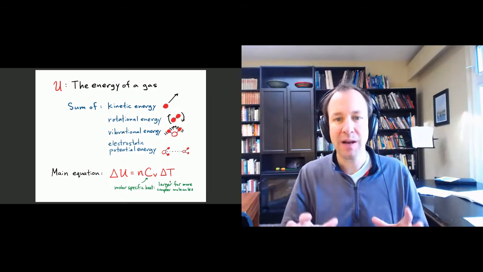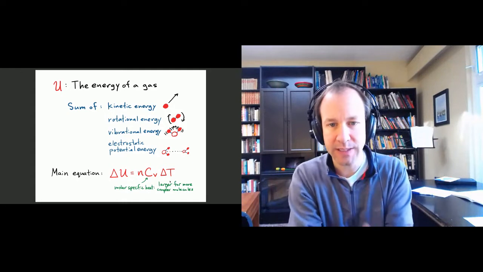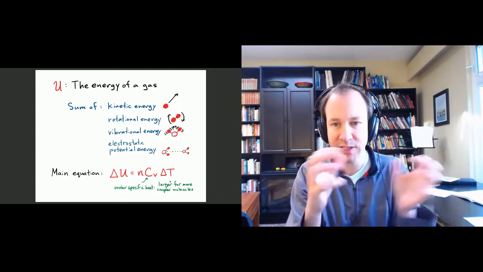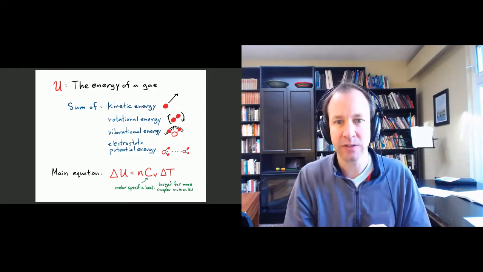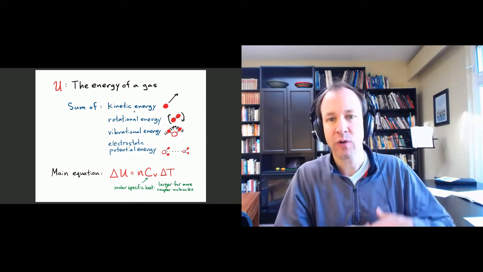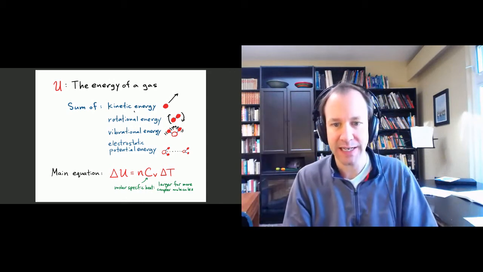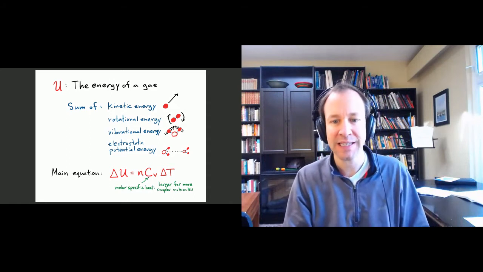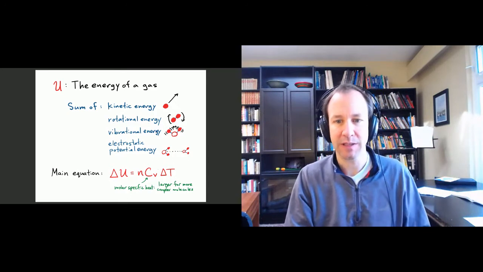If you have a more complicated set of molecules, then some of the energy that you put into the system might go into rotational or vibrational energy of the molecules, and less is going into the kinetic energy. And so it requires more energy to actually change the temperature, which is a measure of kinetic energy. So CV is going to be larger in cases where you have more complicated molecules.